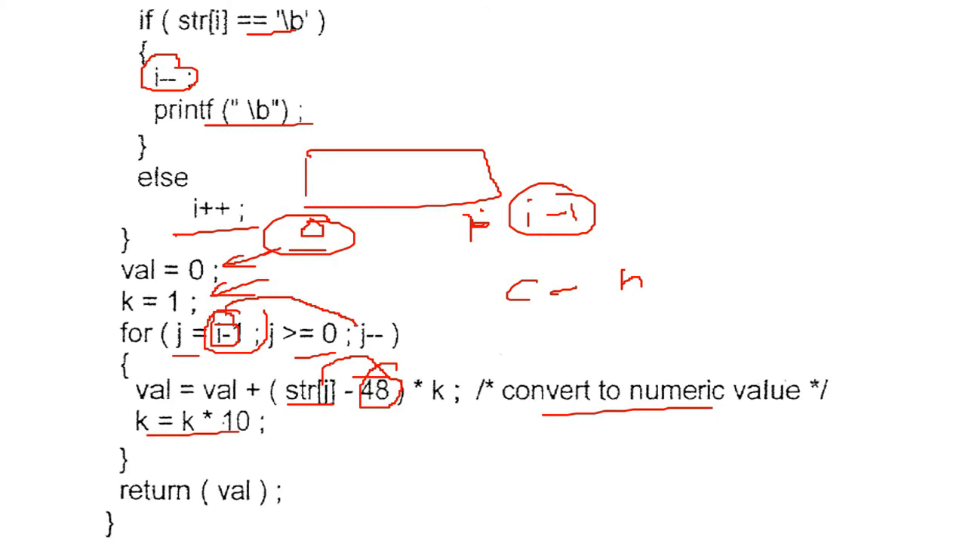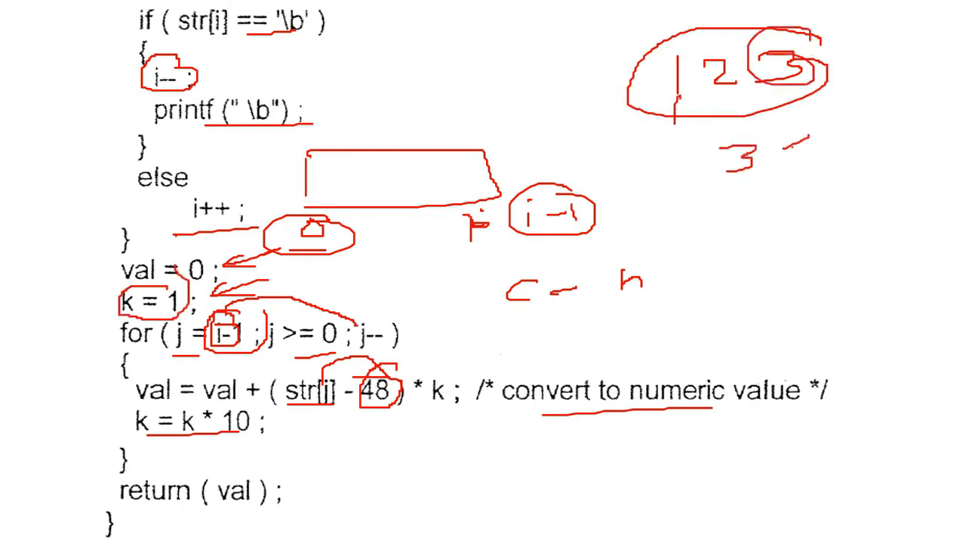So if say 1, 2, 3 has come, how do we convert it into the numeric? First of all, we have to take 1, or rather take 3. We have initialized k with 1, so 3 into 1 the first time. Then we take 2, add this 2 and multiply now with 10.